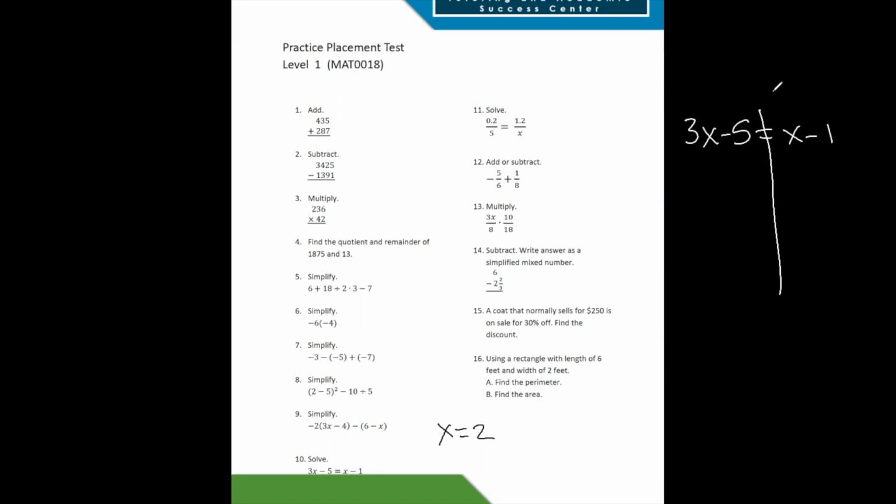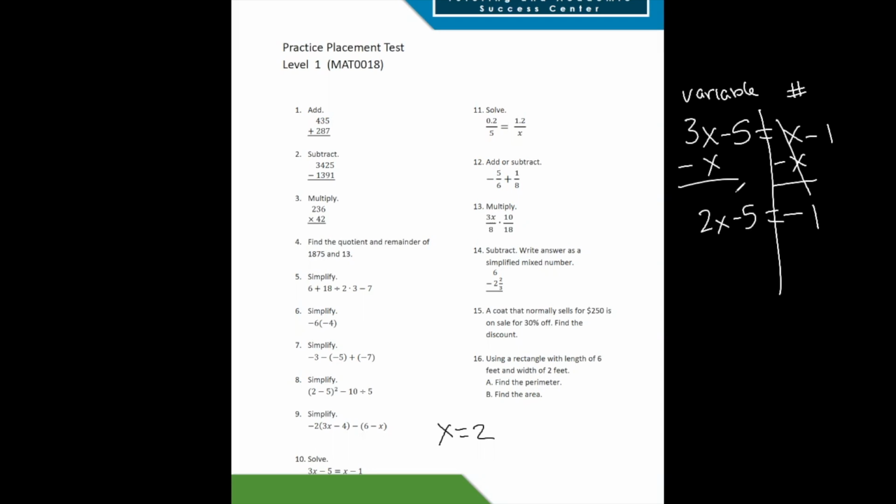I like to draw a line down the middle because that means that I'm going to get my variables on the left side and my numbers on the right side. So I already have the 3x on the left, but I need to bring this positive 1x over to the left side too. So I'm going to subtract x from both sides. On the right side, it cancels, leaving me with just -1. On the left side, 3x minus x would be 2x, and then the -5 stays the same. So my x's are on the left.